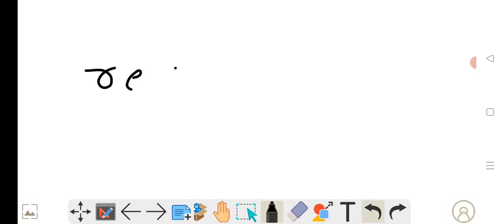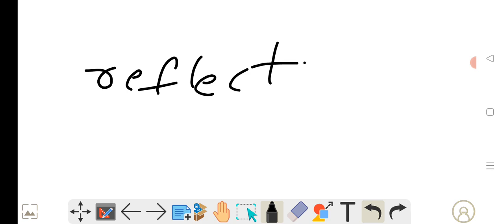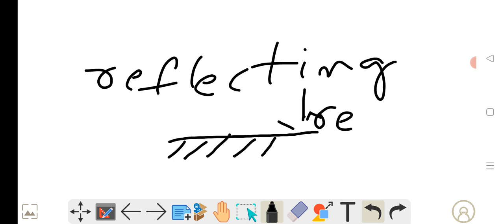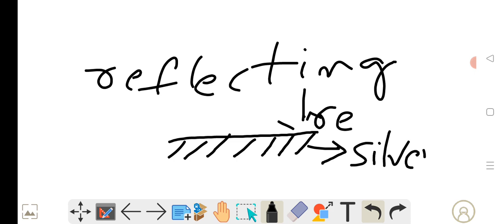One is the reflecting surface and the other one is the silvered surface. The front side where you see, that side we call the reflecting surface, and the back side will be coated, silvered. So you have to draw it like this when you are drawing a mirror, to differentiate between the reflecting surface and the silvered surface. Okay, I think all of you understood this.